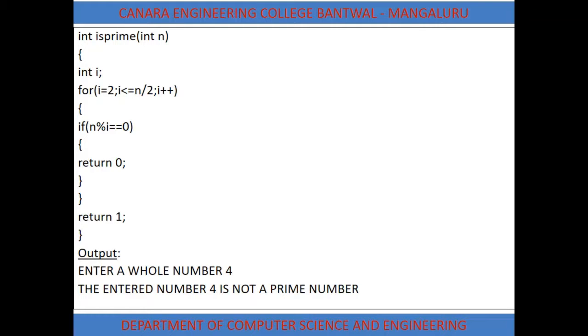So control will go inside the if and return 0 is executed. Once return 0 is executed, the control will go back to the main function where if isprime of n was executed. Now the value returned is 0. So the if there becomes false, because if the function returns 1, then the if condition in the main function becomes true. Since 0 is sent, the if condition in the main function becomes false and the else part will be executed. So the entered number 4 is not a prime number.